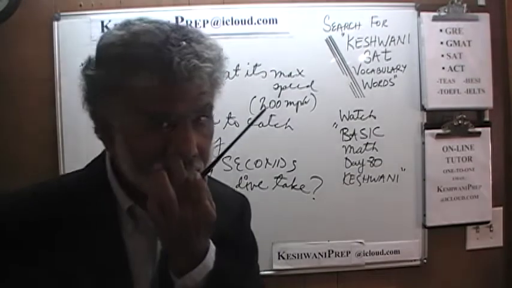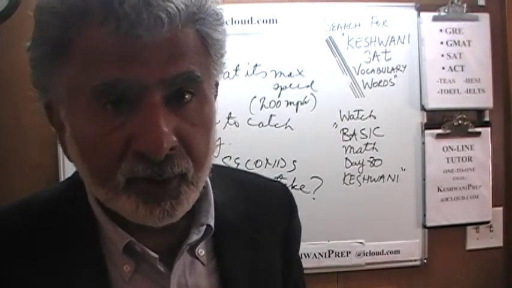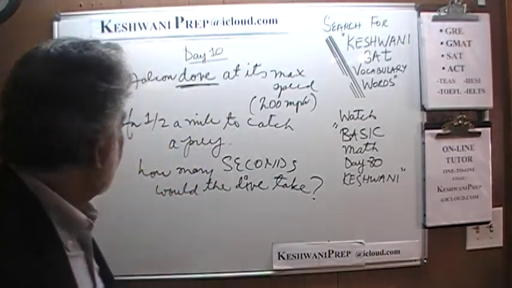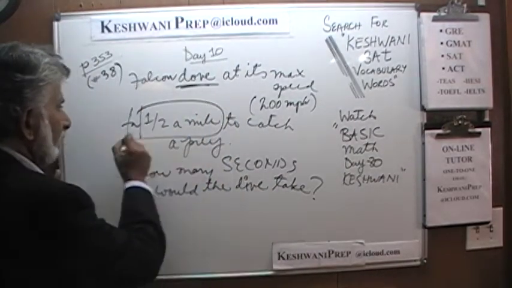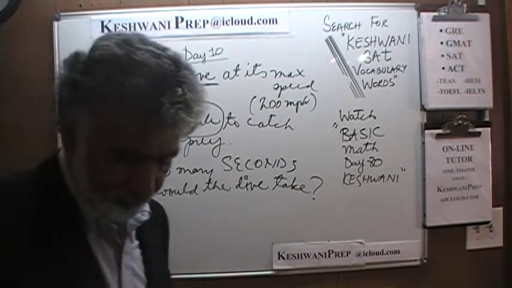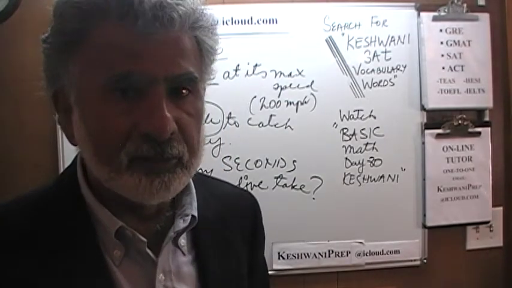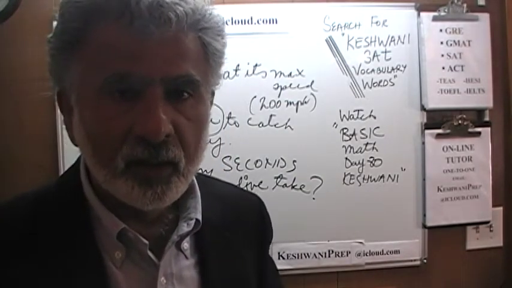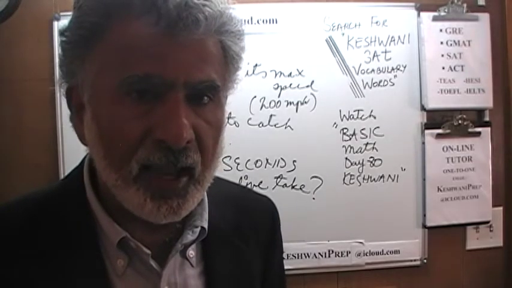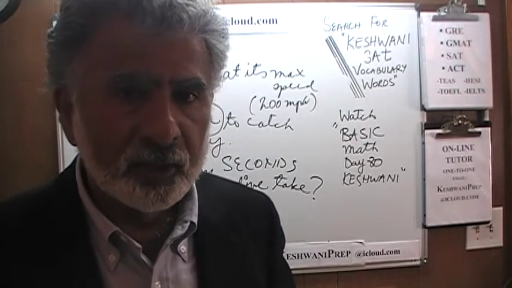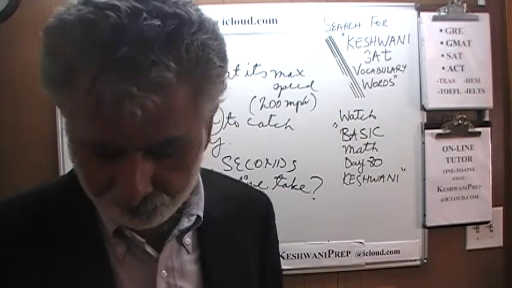When you see the prey down there, he takes a dive, and the dive lasts exactly half a mile. From wherever he was in the sky, he dives straight down half a mile at his maximum speed. The question is, how many seconds lapse before he catches his prey? How long does the dive take? Let's find out, shall we?